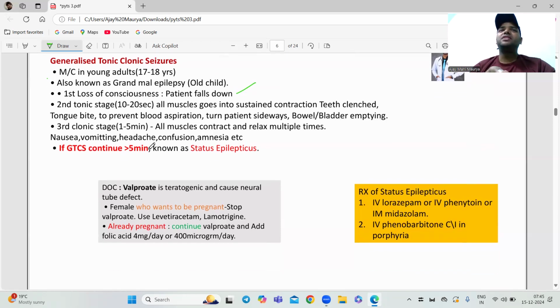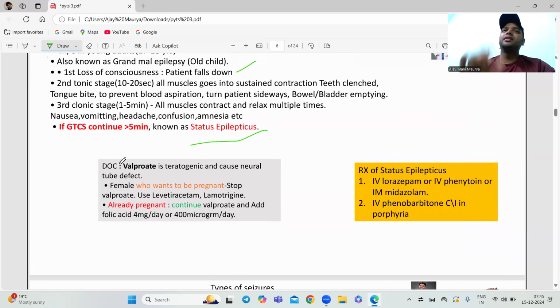So guys, if the GTCS continues more than 5 minutes, then it is called status epilepticus. Please remember, what is the treatment for status epilepticus? The treatment will be IV lorazepam or IV phenytoin or IV midazolam. IV lorazepam is the first choice.